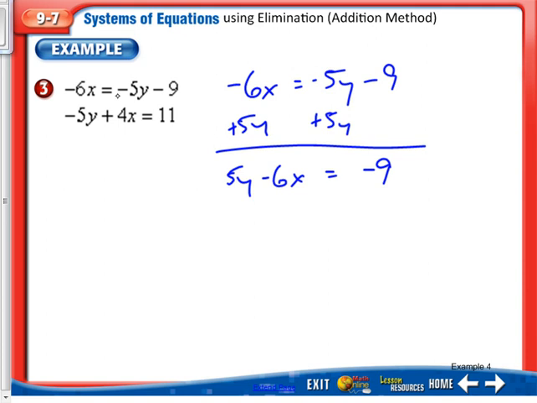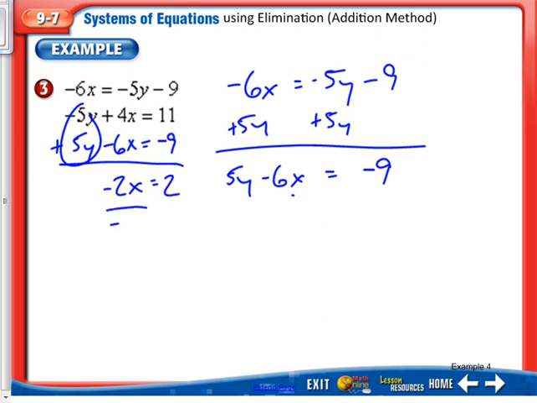Okay, now that was my top equation. So I have my y value first, my x value second, and my constant. So I'm going to go ahead and copy it over here. So we have 5y minus 6x is equal to negative 9. Now, this is a negative 5 and a positive 5, so let's go ahead and add them together. This is going to be zeroed out, and we're going to end up with negative 2x is equal to 2. We divide both sides by negative 2, and x is going to be equal to negative 1.